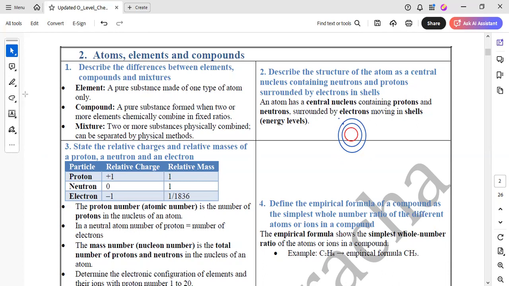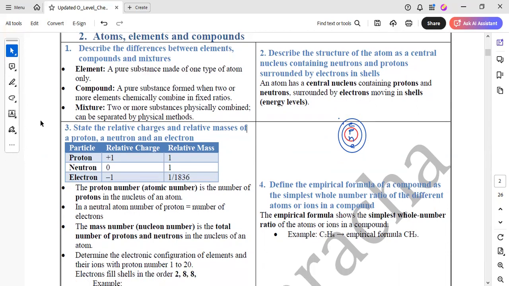In the center, in the nucleus, we have protons and neutrons. Protons and neutrons are present in the nucleus, and electrons are revolving around the nucleus in the electron-filled shells. So this is the atomic structure for you guys.